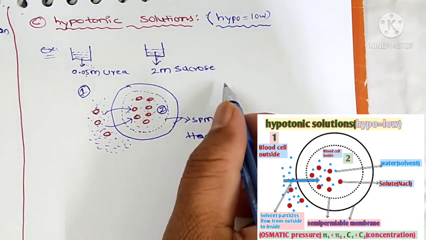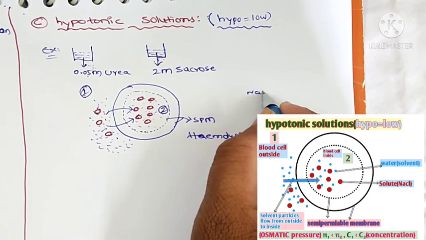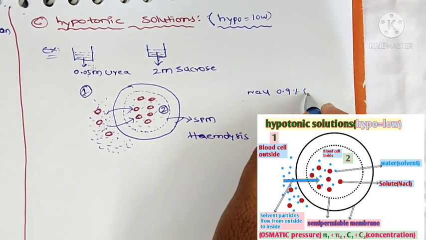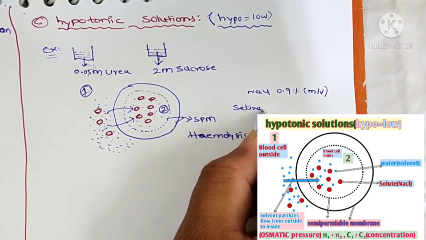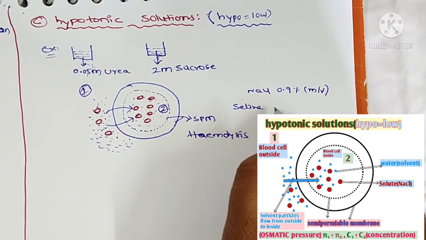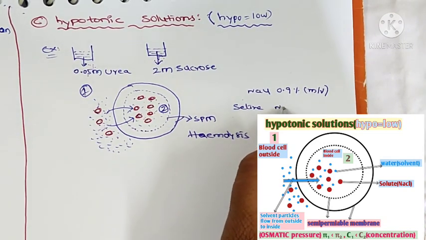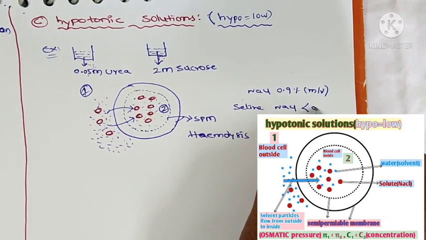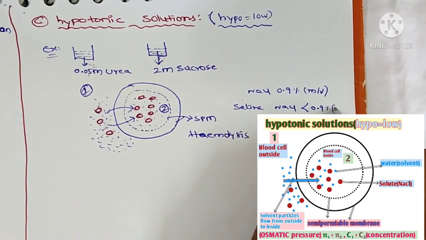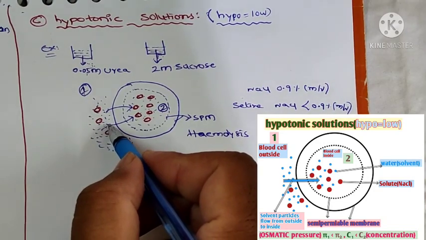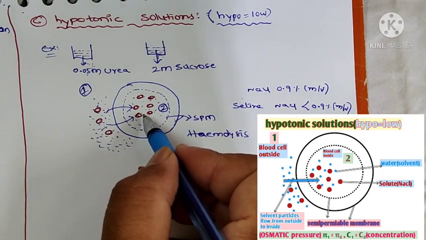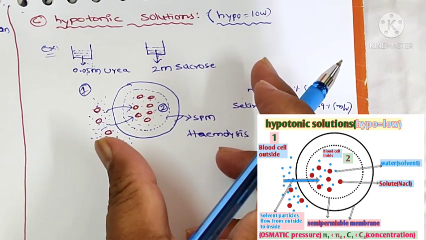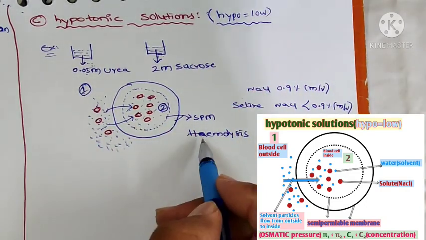And we know that inside the blood cell the NaCl percentage is 0.9% w/v. If in saline the NaCl percent is less than 0.9, then the solvent particles, meaning H2O particles, flow from outside to inside the blood cell. Consequently the blood cell will swell, and the swelling of blood cell is called hemolysis.